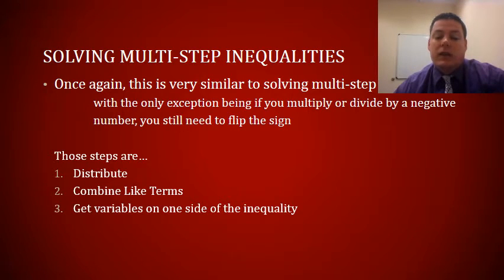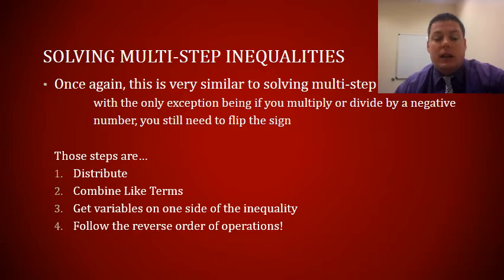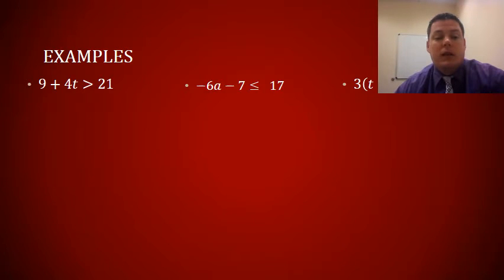Next, you want to get variables on the same side of the inequality. Remember, because sometimes there's variables on each side of that equal sign when we're solving for equations. Well, there could be variables on each side of the inequality also. Then we want to follow the reverse order of operations in order to isolate that variable. So let's take a look at a few examples.